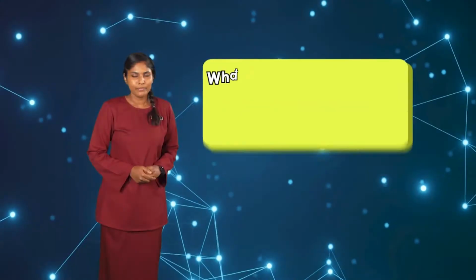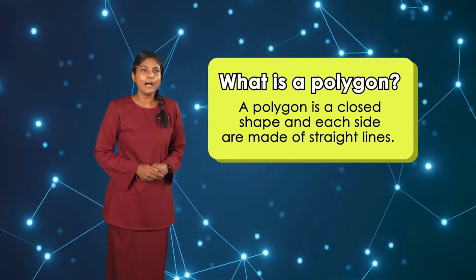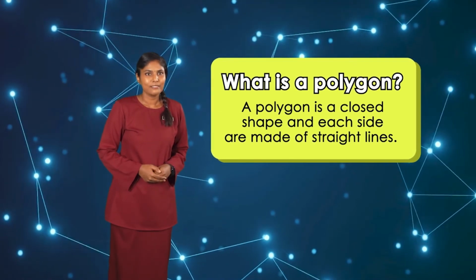Can a triangle be considered as a polygon? If you answer yes, then why is it so? First, let's look at the definition of a polygon. A polygon is a closed shape and each side are made of straight lines. So, is this shape a polygon? I see straight lines and it is a closed shape. So, this is a polygon.